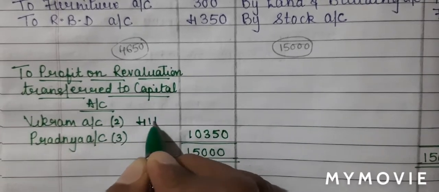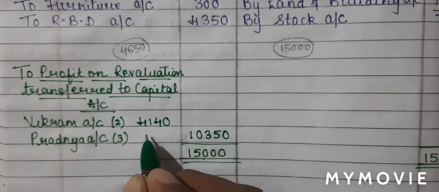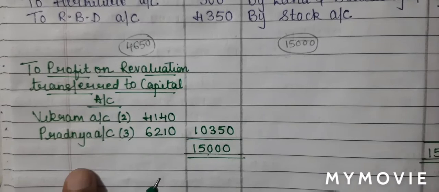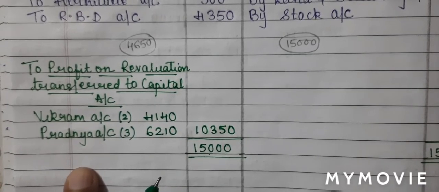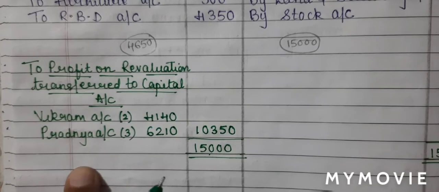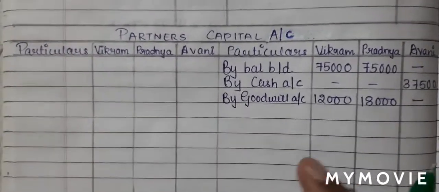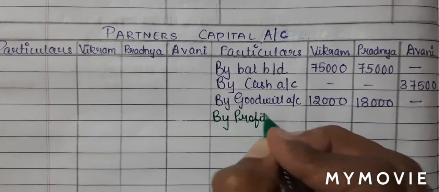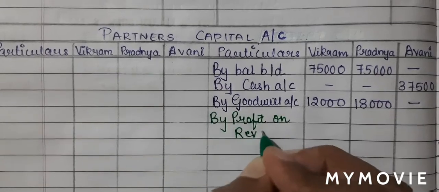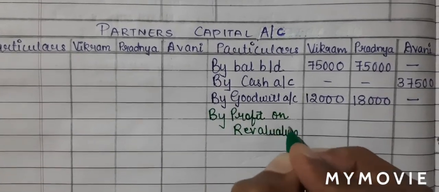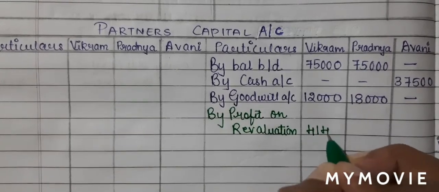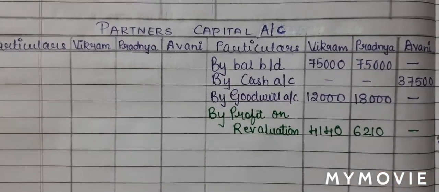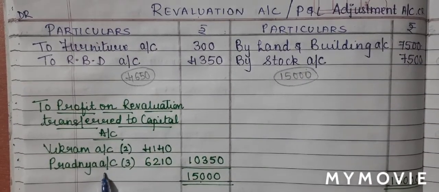So I'll write the amount over here. I'll write 4,140 for Vikram, and for Pradnya it is 6,210 rupees. Now this is on the debit side. So if it is on the debit side, it will go on to my credit side. So on the credit side of partners capital account, I will write by profit on revaluation. Vikram, it will be 4,140 and Pradnya will be 6,210. Now students, we will pass journal entry for this also.